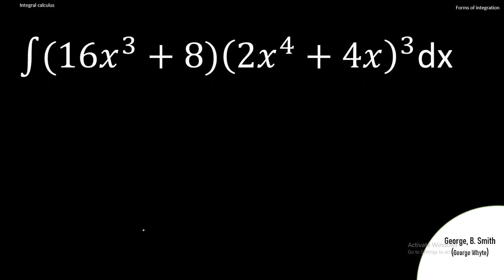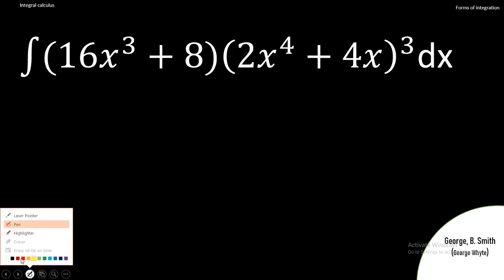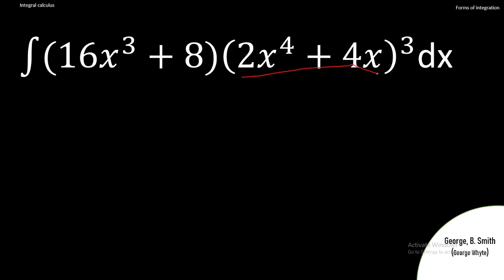This time around, this is what I have. From what I have here, if you differentiate what you have in this bracket, what you're going to get is 8x cubed plus 4, correct? This is what you're going to get. And what you have here is not 8x cubed plus 4. What you have here is 16x cubed plus 4. So the difference between these two is actually a factor, and you can guess what the factor is. The difference between these two is a factor of 2.